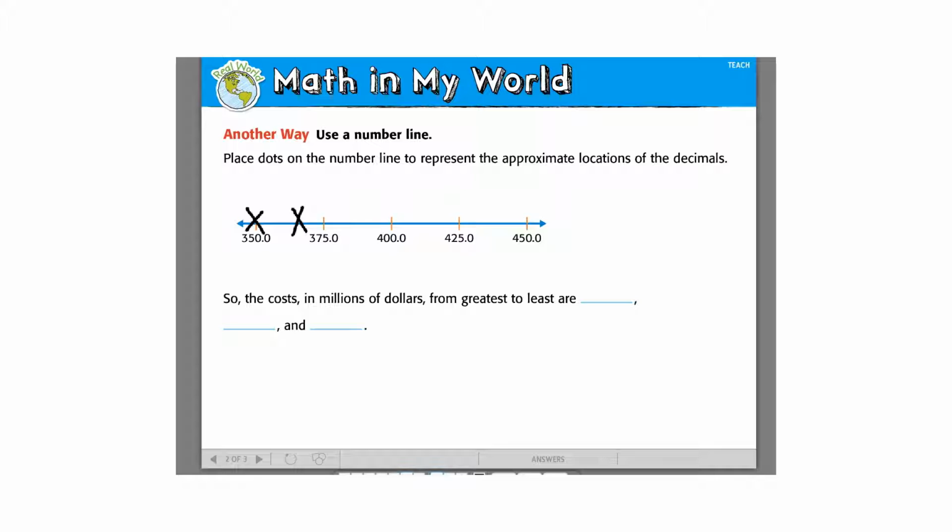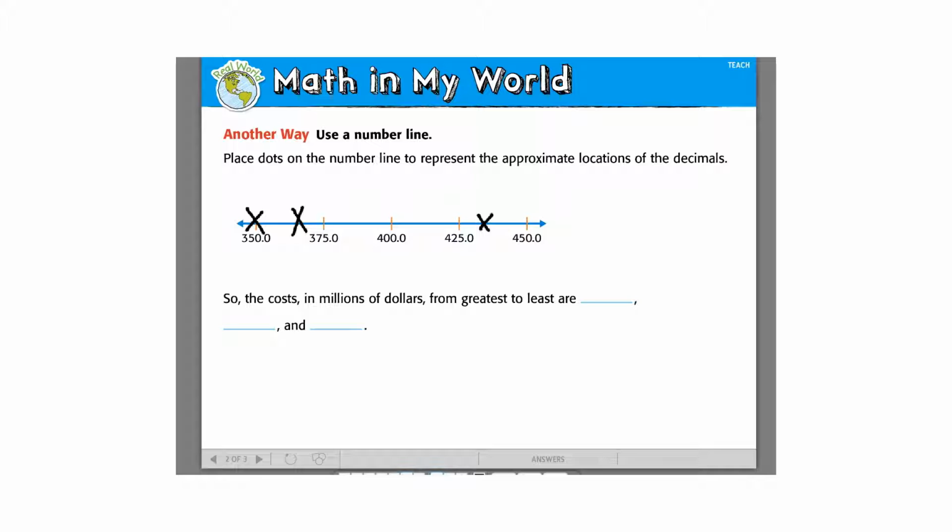Because 364 is a little bigger than 350, but the next number up is 375. So 364 is less than 375, so it's going to go before it. And then the last number is 430, which would go somewhere around there.